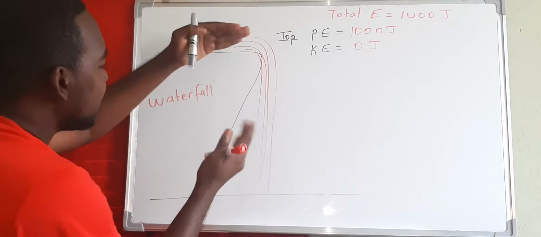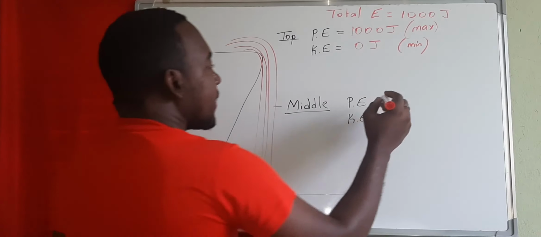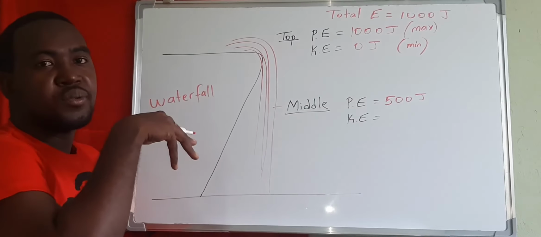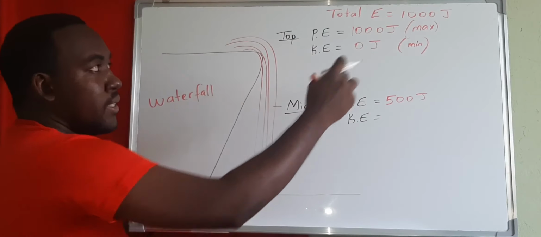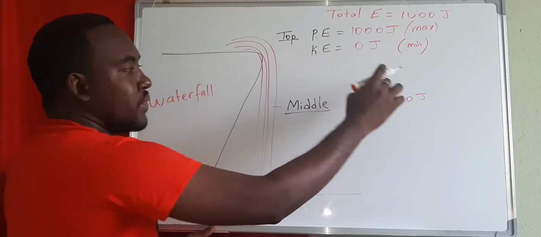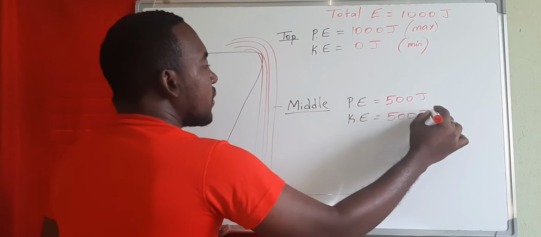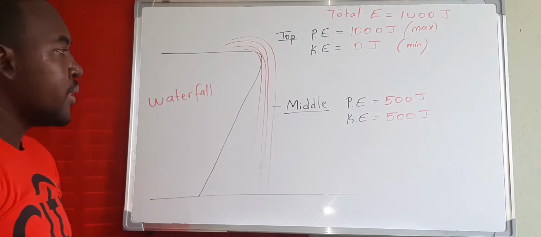So at the middle of the cliff, since we have now reduced the height to a half, our potential energy has to be reduced to a half. And since our total system needs to be 1,000, if this is 500, then PE is also 500 as well.